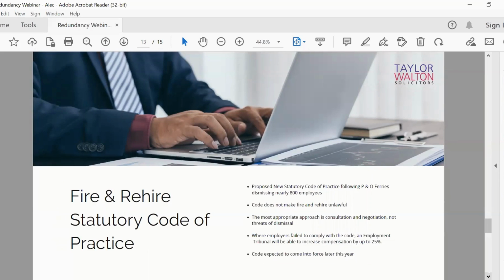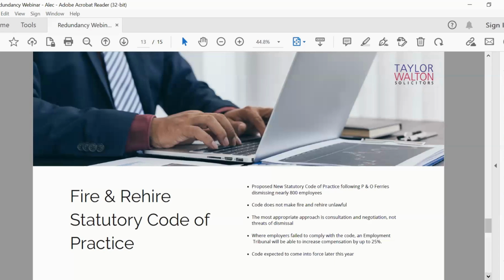So, fire and rehire statutory code of practice. This is expected to come into force later this year. It follows the dismissal of nearly 800 employees by P&O Ferries, which hit the headlines 12 months or so ago. And in response to that, the government has put forward a proposed new statutory code. In fact, P&O Ferries wasn't fire and rehire; it was simply fire and replace with foreign workers.